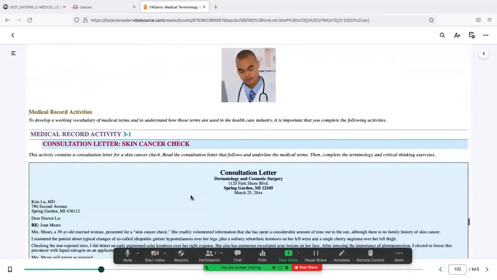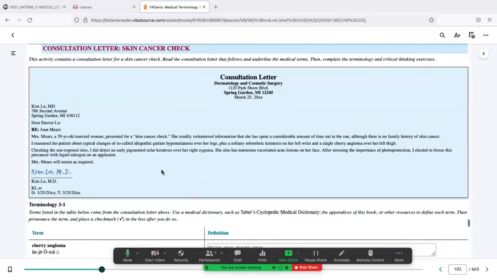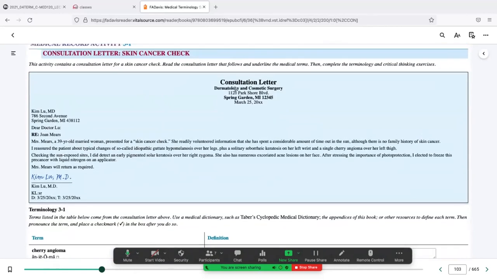So again, here's an example of a case. I'd ask a medical terminology question based on the case. For example, the consultation letter of dermatology and cosmetic surgery. So Dr. Liu has to be a what? Dermatologist. Okay, why are we seeing this patient? Presented for a skin cancer check. So they're there for what we call a screening. With skin cancer check screening, we screen people who are asymptomatic. They could have it or not, but we look just to make sure.